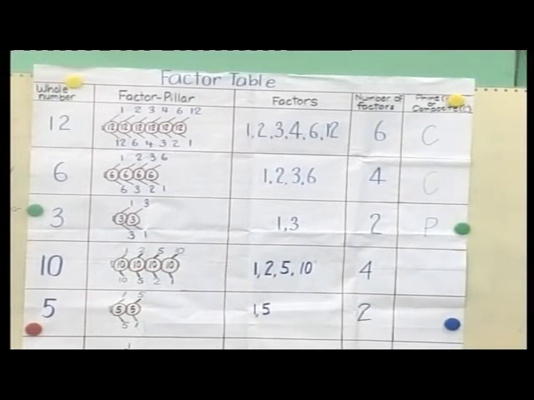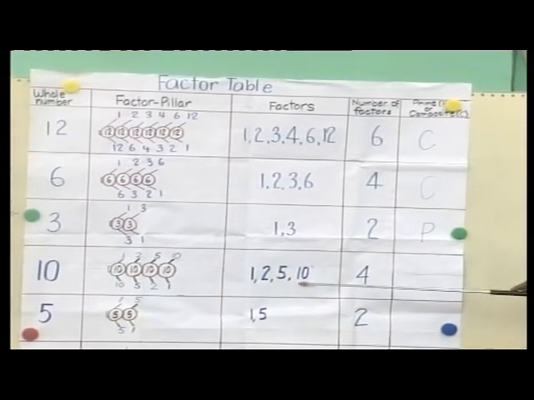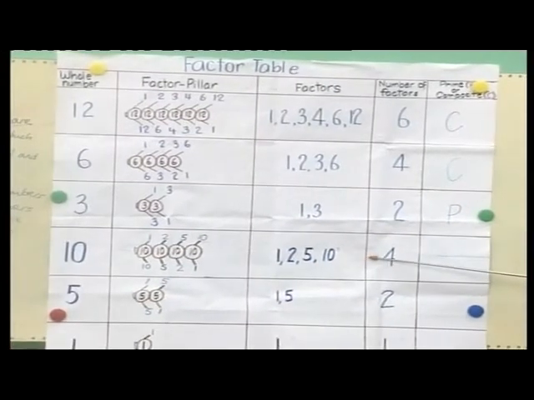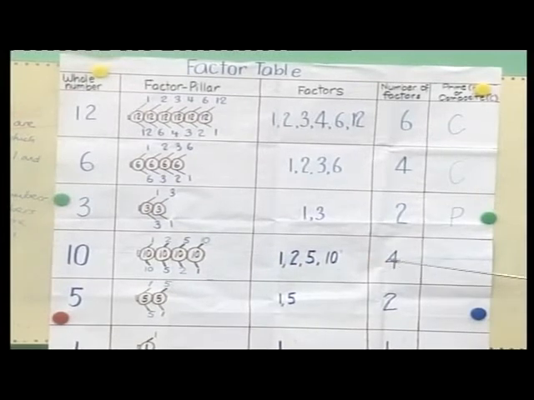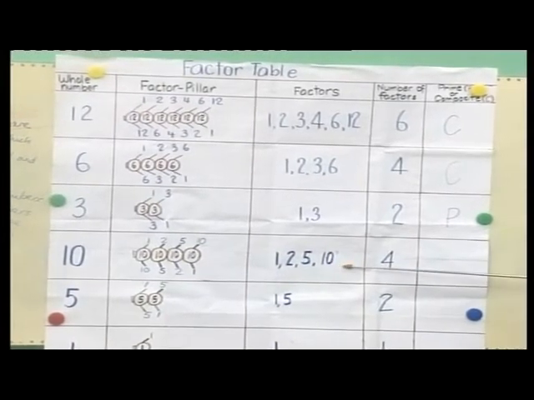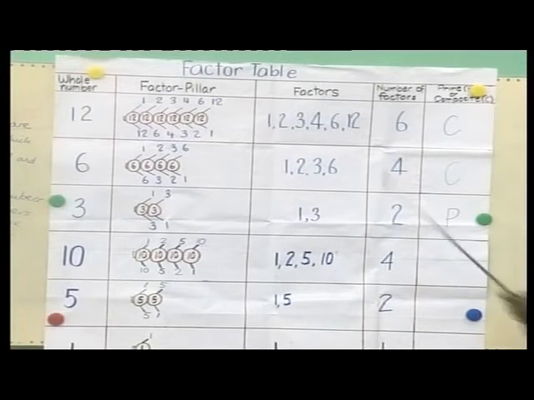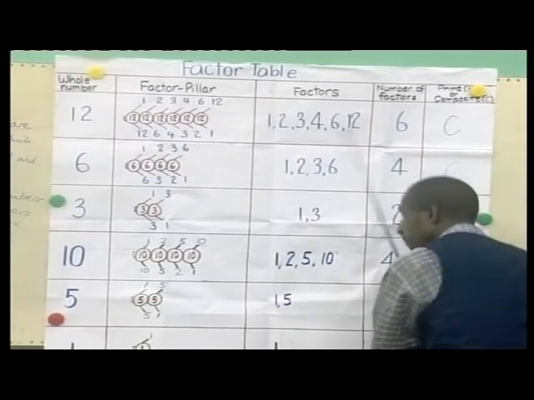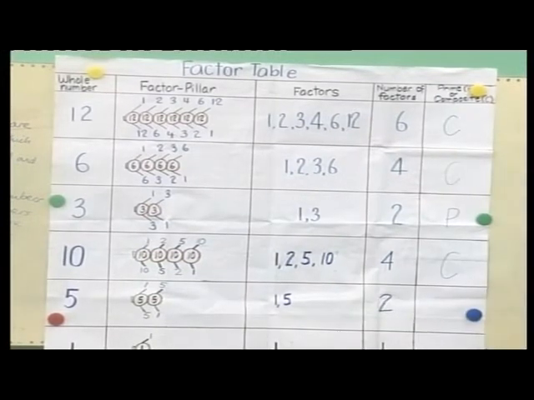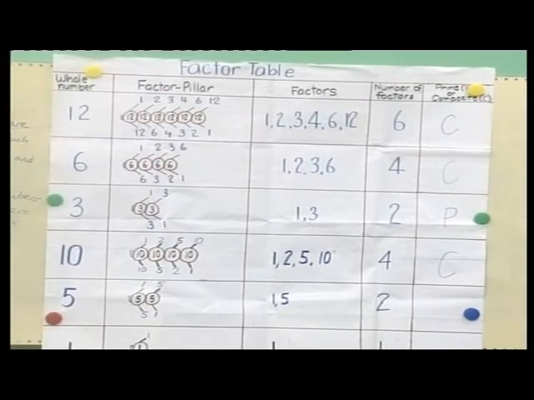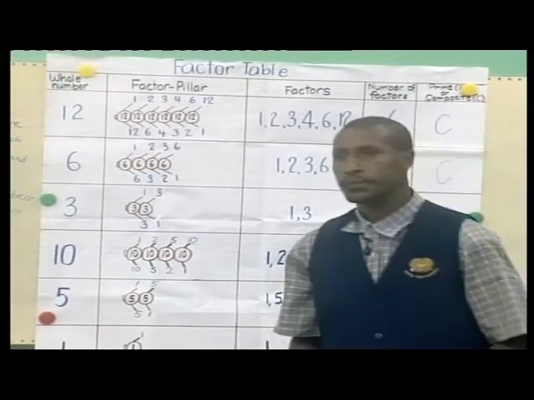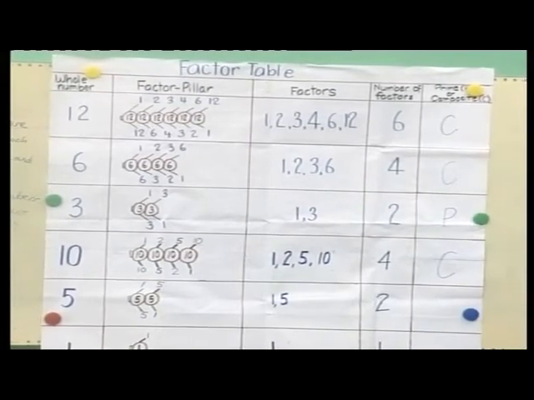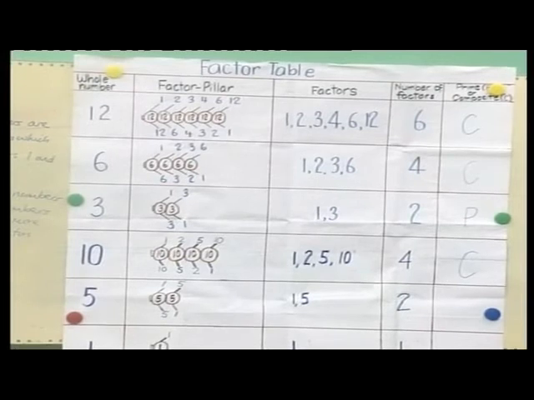How about 10? Is 10 a prime number or composite number? Composite or prime number, students? Composite. It is a composite number because it has more than 2 factors. 5, is it a composite or prime number? Yes, our friend there. Prime number. Very good. It is a prime number.